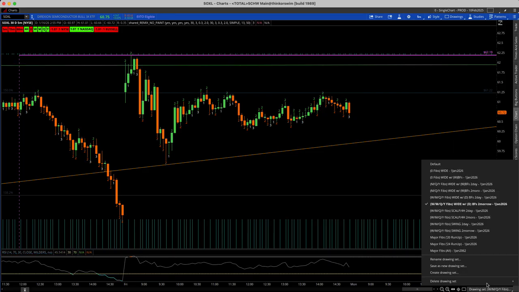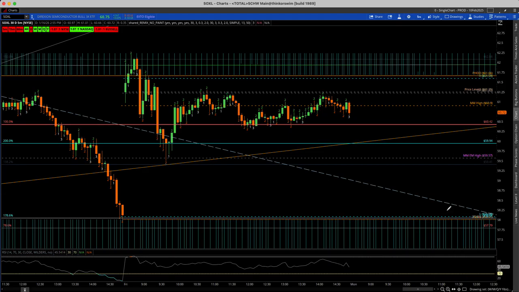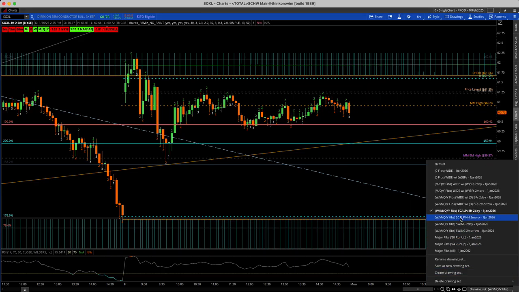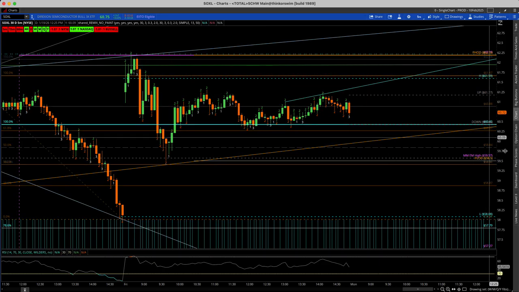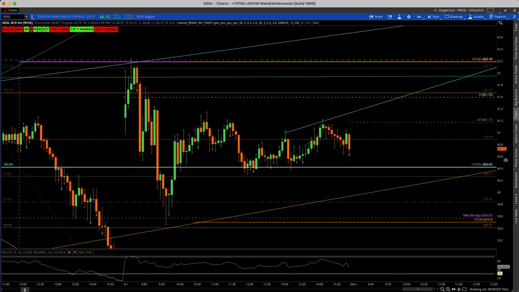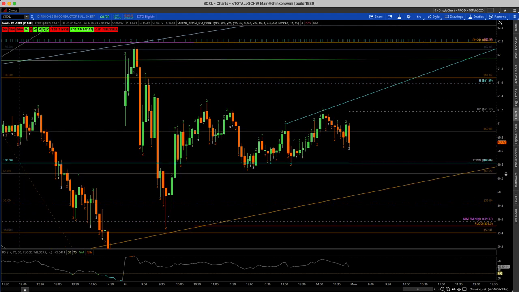So let's go ahead and zoom back in here, to the 5 minutes, so we can talk about Tuesday's price action. Again, market is closed on Monday. Let's get the right chart up here. There we go.